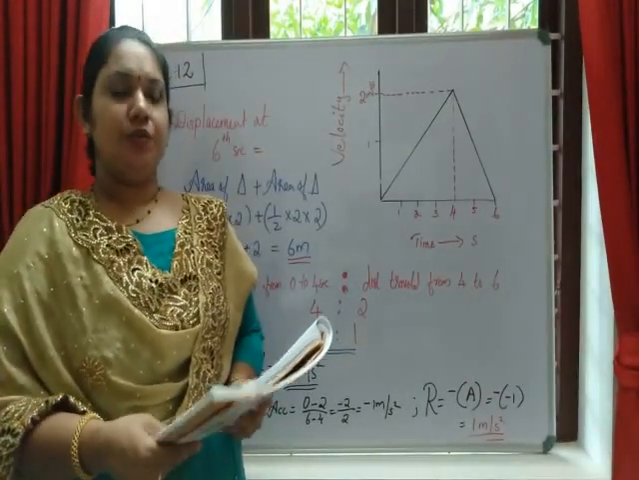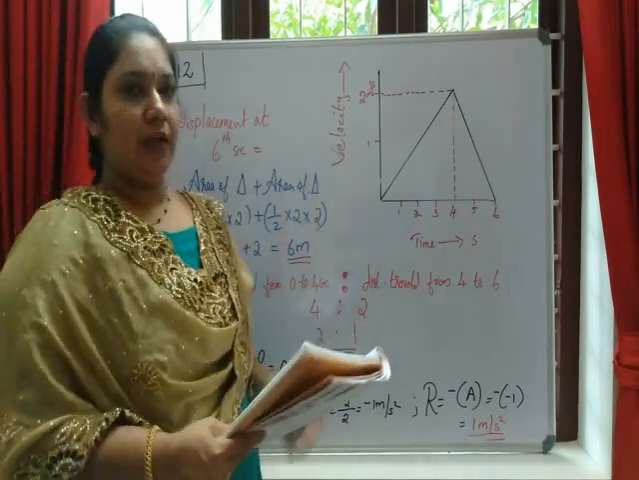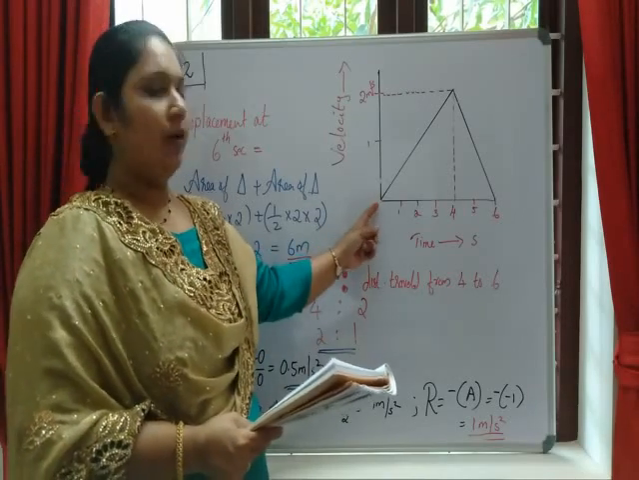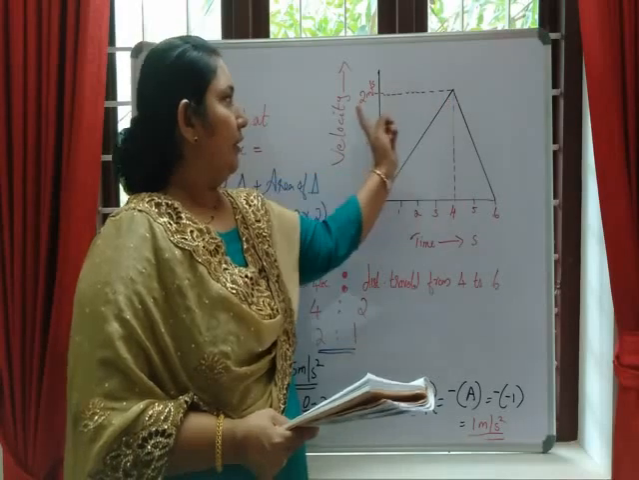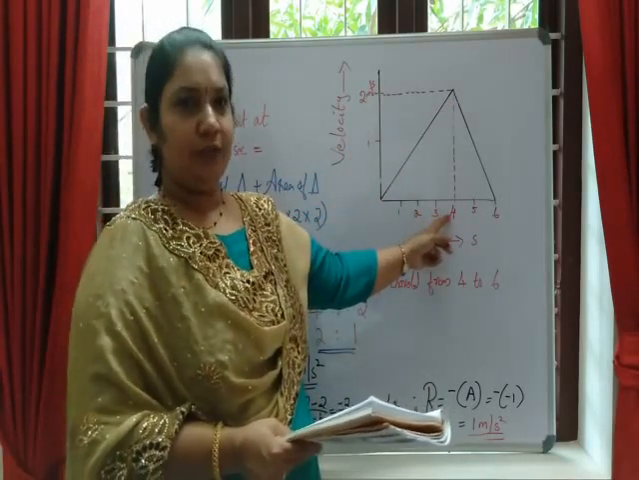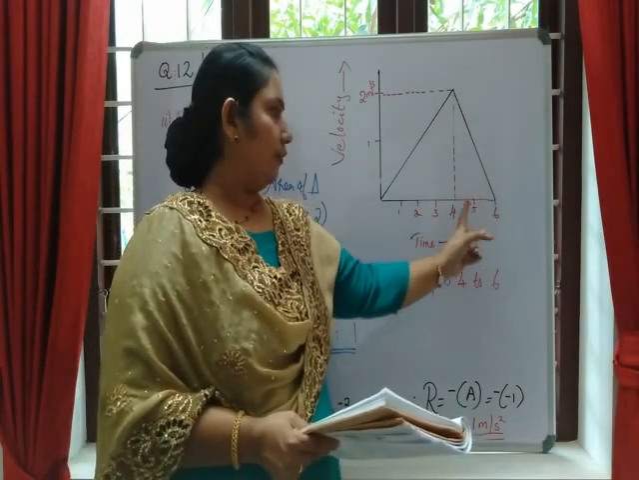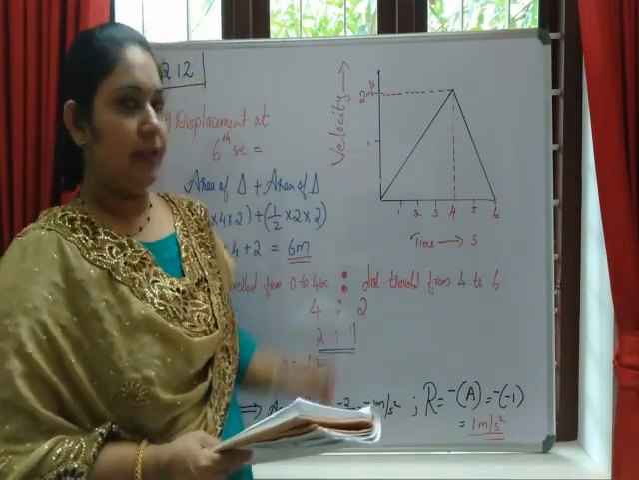Next, our last question from this chapter 2B. Question number 12. Already the graph is given. The velocity time graph is given. So the body starts its journey from 0. Within 4 seconds, it reaches the maximum velocity 2 meter per second. After 4 seconds, you can see the velocity gradually reduces and reaches 0 within again 2 more seconds. So that is the graph.